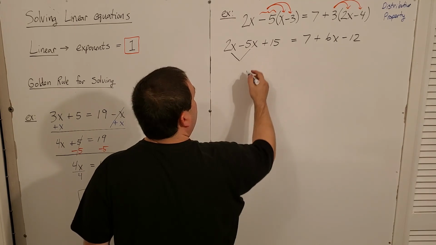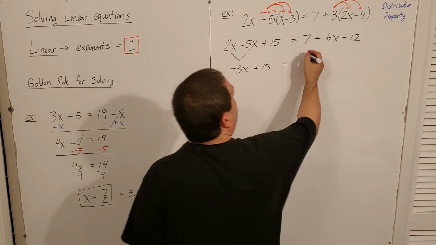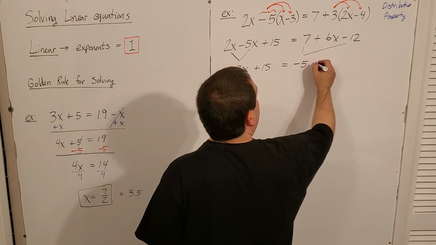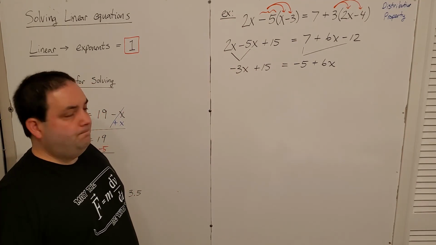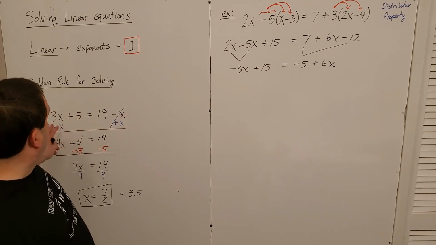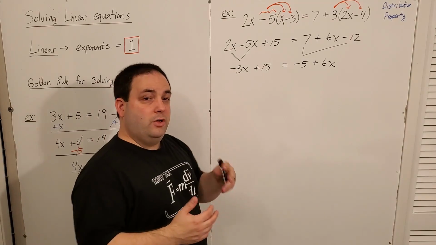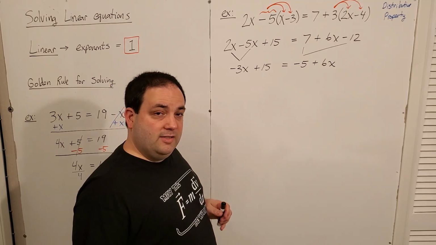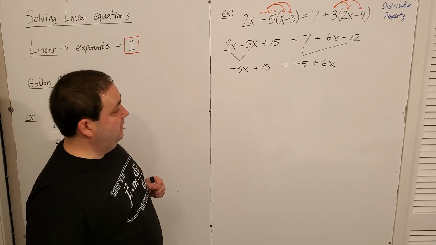2x minus 5x is negative 3x. And 7 minus 12 is negative 5. Okay? So then at this point, I'm back where I was in this original equation over here. I've got a letter and a number on each side, and that's sort of your kickoff point for doing some golden rule stuff. I need to start changing the sides' total values up, and I can do whatever I want as long as I do it to both sides equally, right?